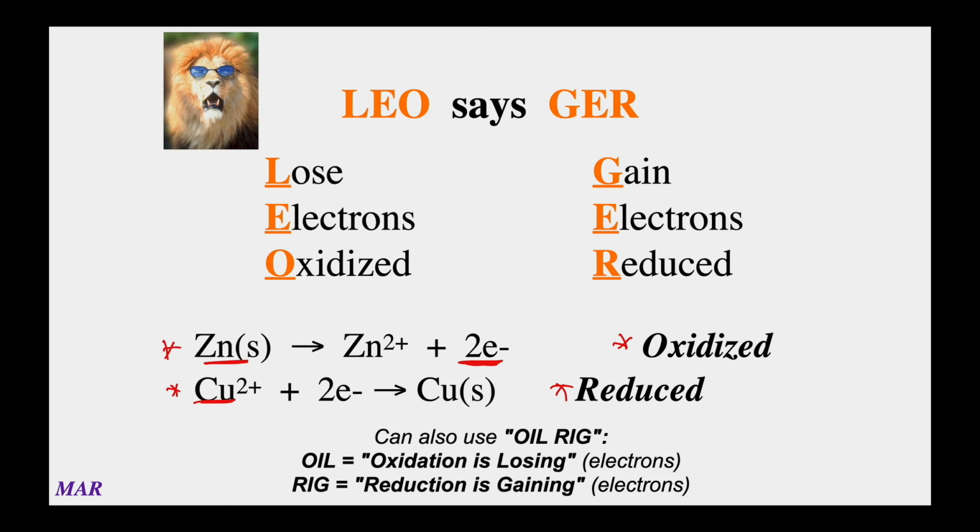Now, sometimes in chemistry, people use oil rig instead of my Leo the Lion says grr, and that's fine, all right? Oil rig: oil, oxidation is losing electrons. Rig is reduction, is gaining electrons. I kind of like my cool lion. I'm a little bit biased, but there's nothing wrong with using oil rig. Or there are some other ones out there. If you have other cool ones, please share with me. I love these kinds of things.